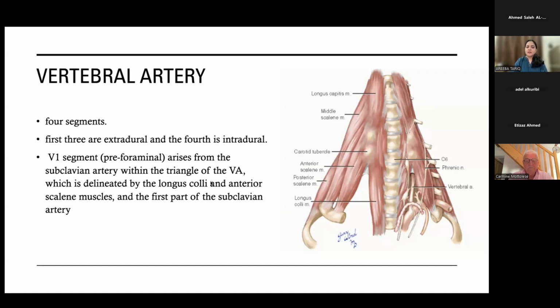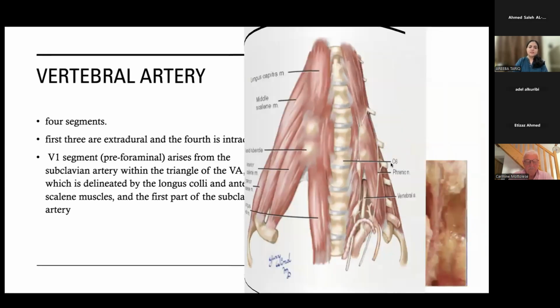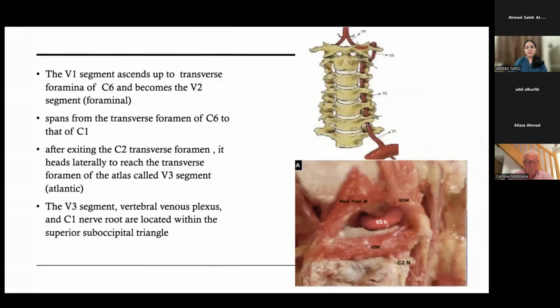So where does the V1 segment arise? It's known as the preforaminal segment, and it arises from the subclavian artery within the triangle of the vertebral artery, which is basically a triangle formed by the longus colli muscle and anterior scalene muscle, and the first part of the subclavian artery. Once it arises, this V1 segment ascends up to the transverse foramen of C6, not C7, C6 vertebra, and then it becomes the V2 segment.